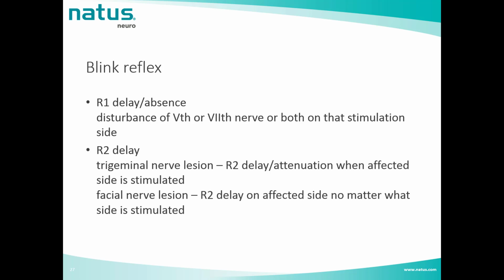The R2 response and its delay or attenuation will help make the difference between a lesion on the 5th or the 7th nerve. So if you have a trigeminal nerve lesion, there will be an R2 delay and/or attenuation when the affected side is stimulated. If you have a facial nerve lesion, the R2 will be delayed on the affected side recorded, no matter what side of the patient is stimulated.